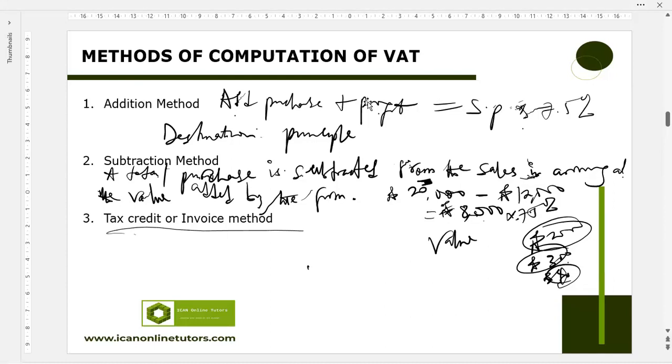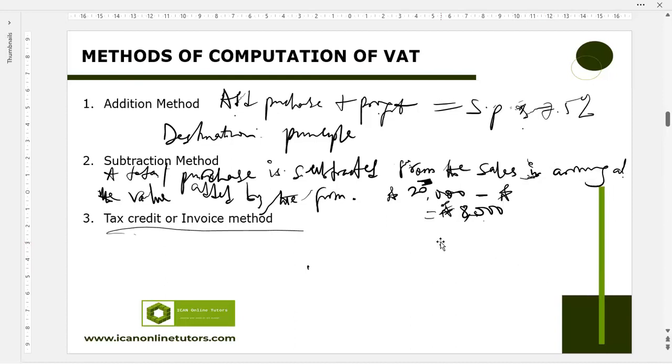So if you are asked in the exam which of the three methods of taxation is the most preferred, which one will you tell them? Tax credit or invoice method. And if you are asked which of the valid tax variants we practice in Nigeria, what would be your response? Tax credit or invoice method.